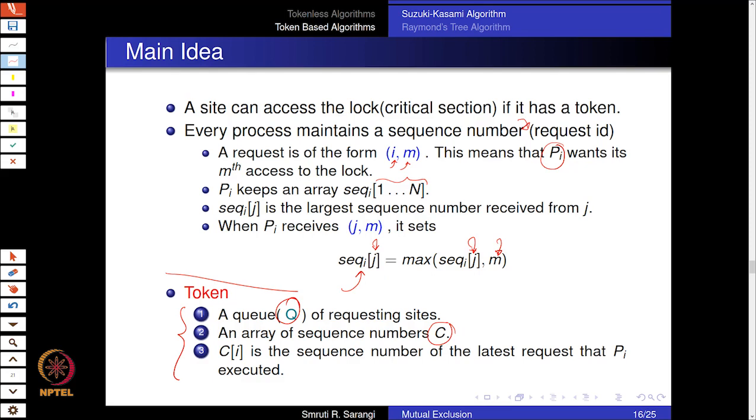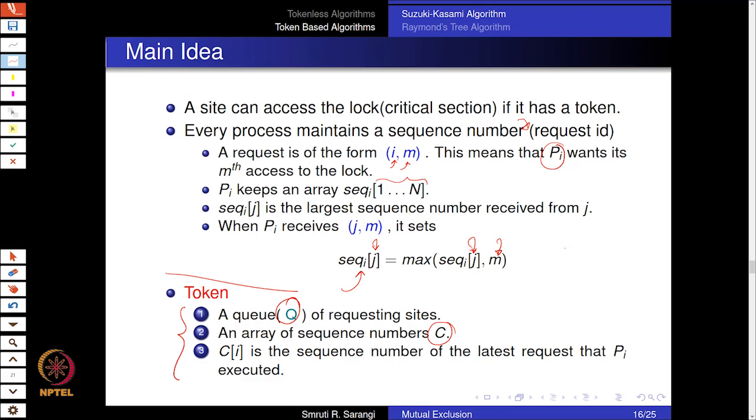Alright, so basically it is saying that, let's say if Ci is 3, this means that process pi just finished the third access to its lock. Just finished means finished in the past, the third access to its lock. So this is the array Ci.